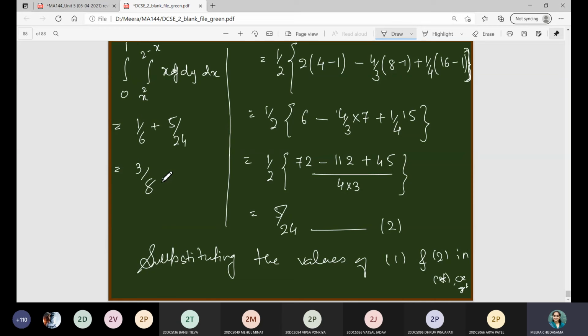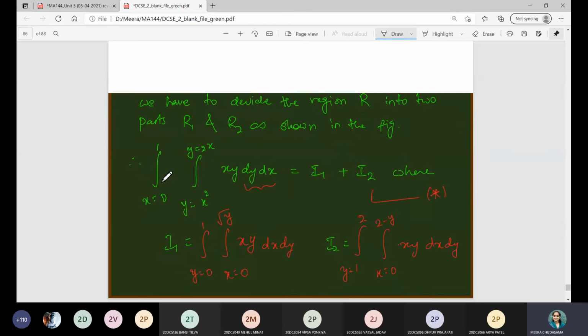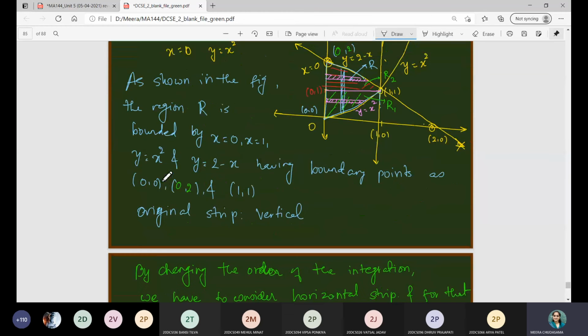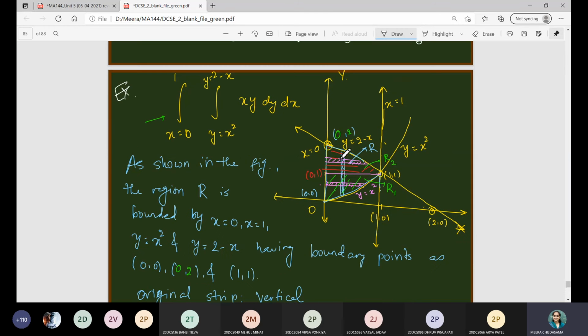So now the tedious part we have done. What I will give you as homework: you consider the original strip only, that is the blue color strip, and evaluate this integral. You will get the same answer 3 by 8 in that case, and you can see how calculations are simple in that case as compared to this case.